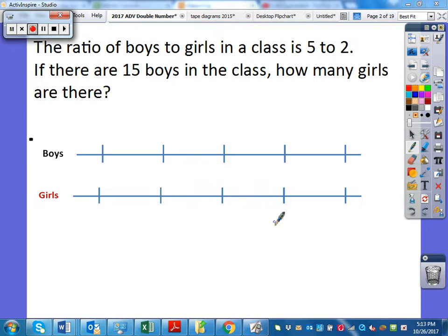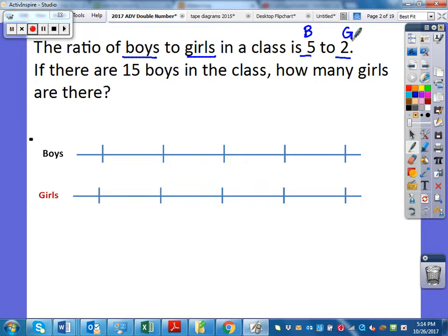So the first thing I do with a double number line is start by figuring out what two things I am comparing. I'm comparing the boys to the girls in the class. So that means if I follow the exact same order, there are 5 boys to every 2 girls in the class. I find it helpful to label and to write on the word problems to figure out what two things you're comparing.